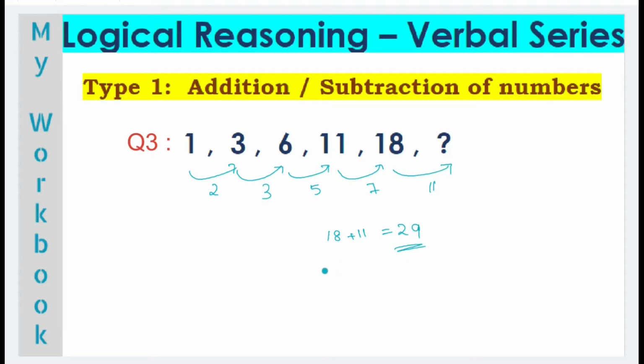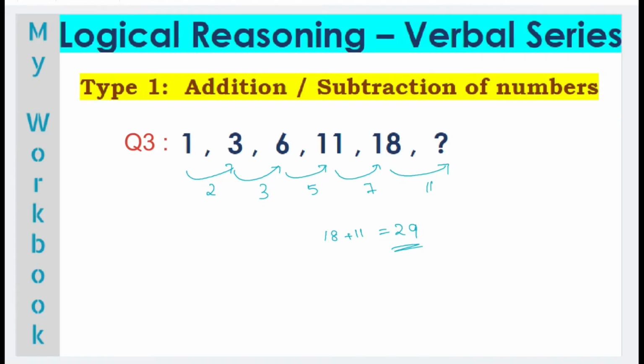So these three sums are of the same pattern. Some number has been added or subtracted to each of the elements. So we observed that the series progresses gradually. It can either gradually increase or gradually decrease. So it involves an addition or subtraction pattern. Now let's move on to type 2.